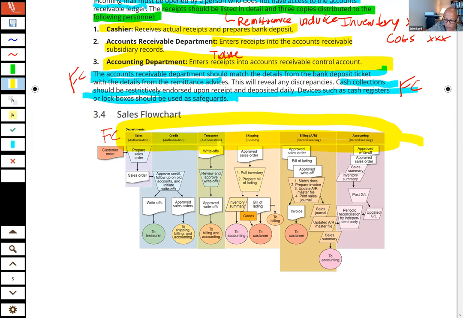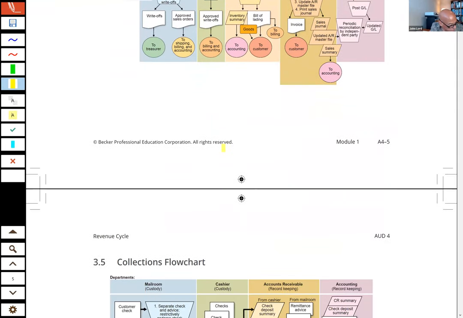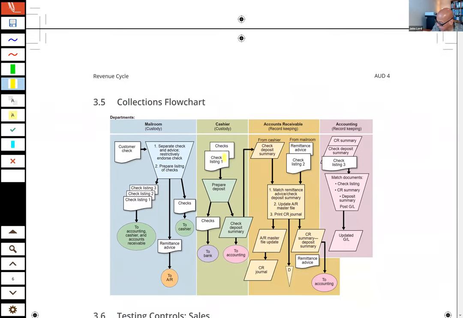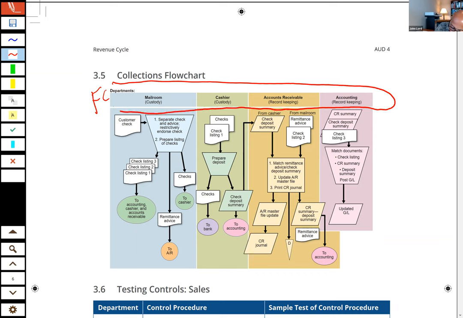Okay, good. Now you come over and you take a look at the cash collection flow chart, and let's again flashcard the functions of the department, whether they are a custody department, which is the mailroom, the cashier, or are they a record keeping department. They don't have authorization here.